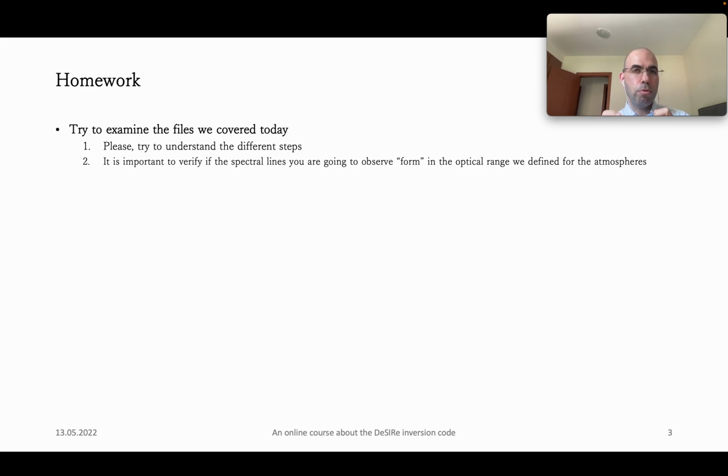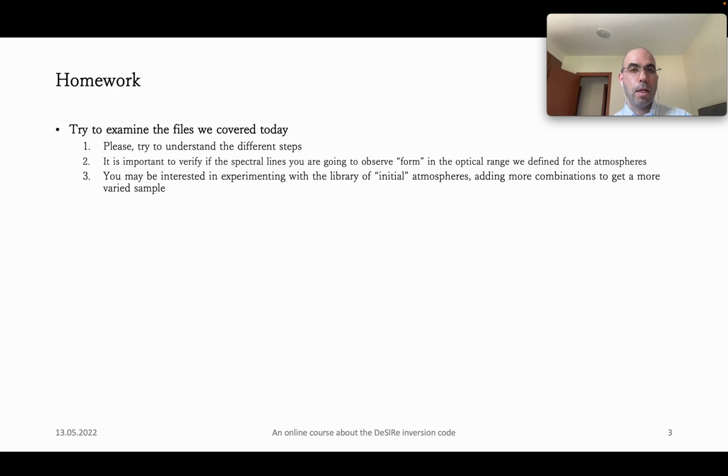So it's always good, when creating the set of atmospheres, to be sure that the lines that you're going to analyze form in the optical depth range that you have defined. So in this case, we have enough for all the photospheric and chromospheric lines that we usually use. But just in case, as a warning, just double check that.